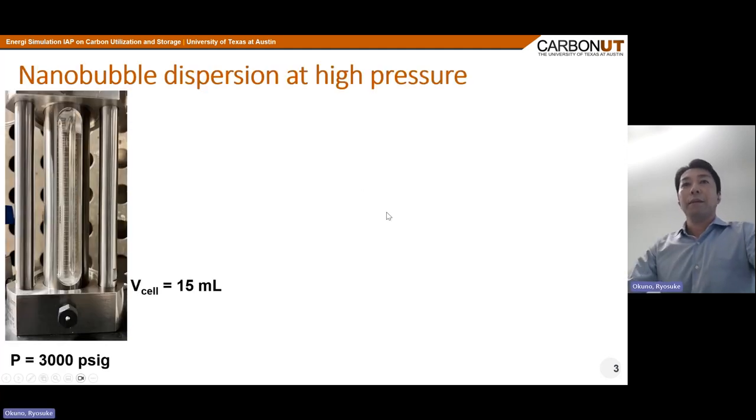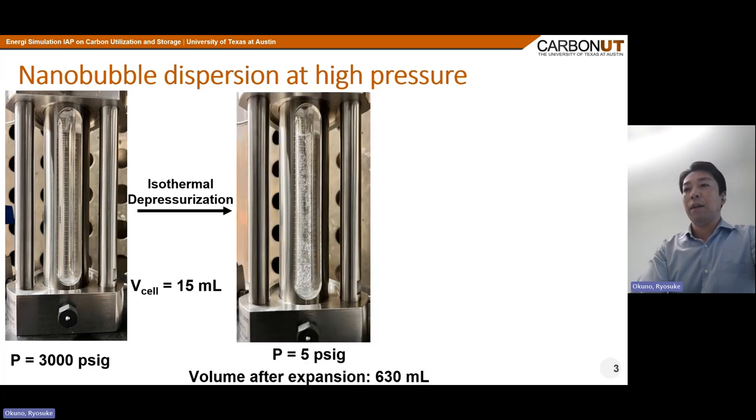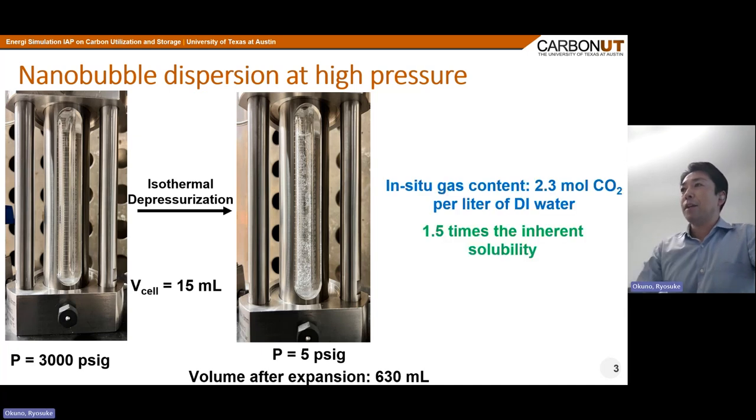So I'm starting by showing a high-pressure nanobubble dispersion sample in the sapphire cell. This sapphire cell has an internal volume of 15 cc, and the pressure here is 3000 psi, and it looks like clear water, but this contains a good amount of CO2 as nanoscale bubbles. So after depressurization, the volume expands to 630 cc from the original 15 cc, and this expansion corresponds to an in situ gas content of 2.3 mol of CO2 per liter of DI water. And this corresponds to 1.5 times the inherent solubility of CO2 in the DI water at this temperature and pressure.